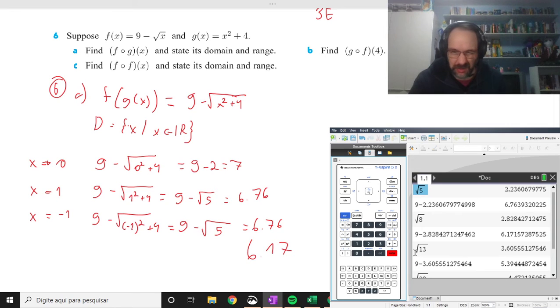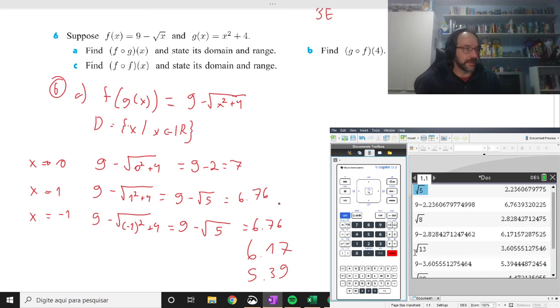Just going one more number up, if we get 3, so x equal to 3, 9 minus the square root of 3 squared, or minus 3 squared, 9 plus 4, 13. Okay, 9 minus the square root of 13 is going to be 5.39. So just adding the numbers here.